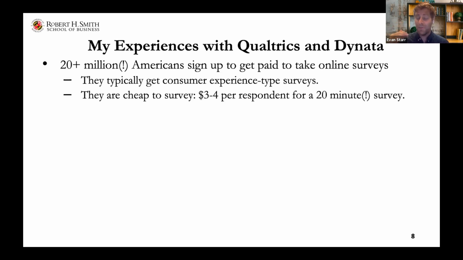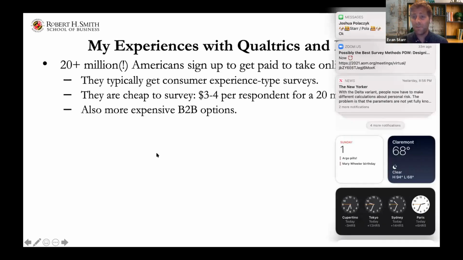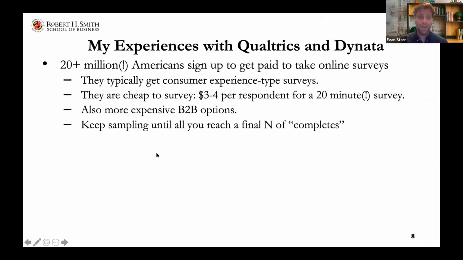A lot of people do care about answering these surveys, and it's not just about the money. There are also more expensive B2B options if you can figure that out. The way these typically work is you agree on a final set of completes. You'll agree on, let's say, 10,000 respondents, and then you'll keep sampling until you get 10,000 complete surveys. So you never pay for people that you don't actually use.